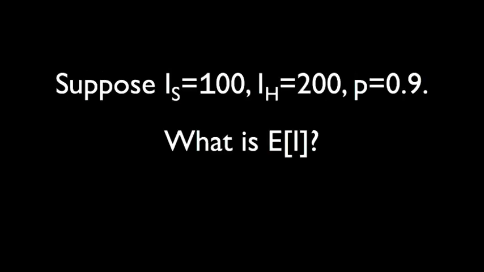Now for question 3, suppose IS is equal to 100 and IH is equal to 200, and we're looking at a person who has a 90% chance of getting sick, so P equals 0.9. The question is, what is expected income? Here you can just plug things into the equation. So what you would get is EI equals 0.9 times 100 plus 0.1 times 200. This yields $110. That's like the horizontal location of a guy who's journeying between an income level of 100 and 200 with a 90% chance of landing on 100.